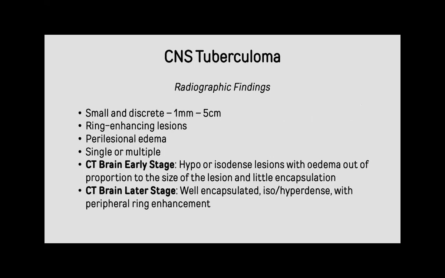On radiography, the findings are a small discrete lesion of between 1 millimeter to 5 centimeters. The lesions are ring enhancing. They have perilesional edema. There may be one or more. In the early stages on the CT, they are hyper or isodense, with edema that is out of proportion to the size of the lesion itself, with little encapsulation. In later stages of the disease, the lesions are well encapsulated, iso or hyperdense with peripheral ring enhancement.